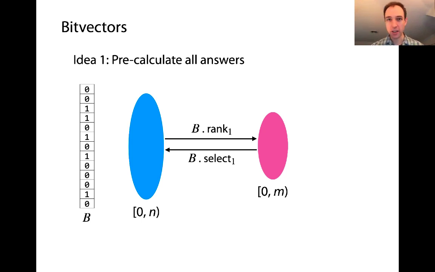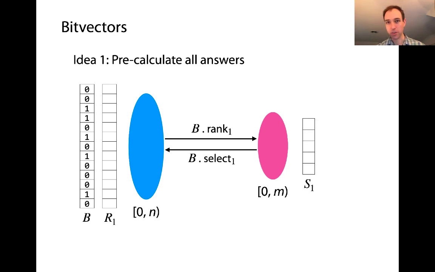So if we're going to do rank queries and select queries, well, we can pre-calculate the answers to all the rank queries and put them in an array called R sub 1 for rank sub 1. These are the answers to all the rank sub 1 queries. And then we could have an array S sub 1 for the answers to all the select queries. And then we have to go fill them in. So what would we do?